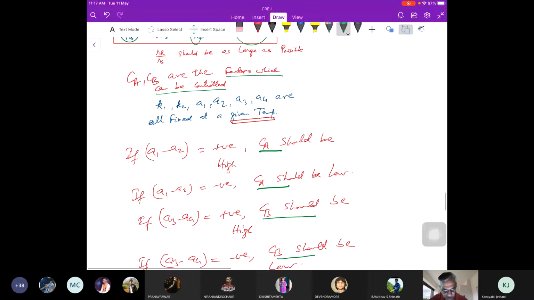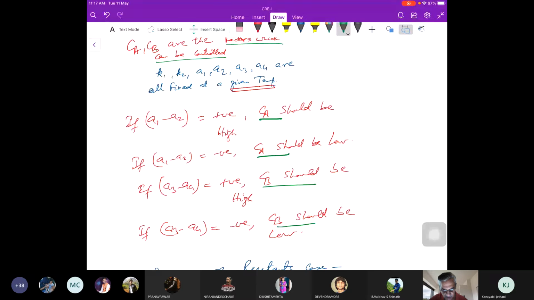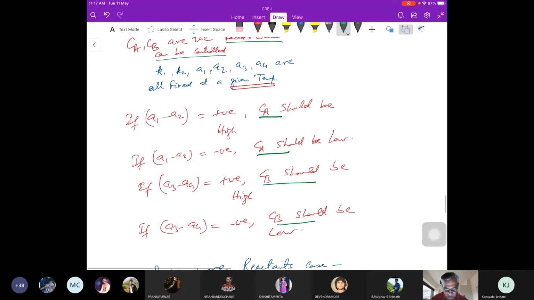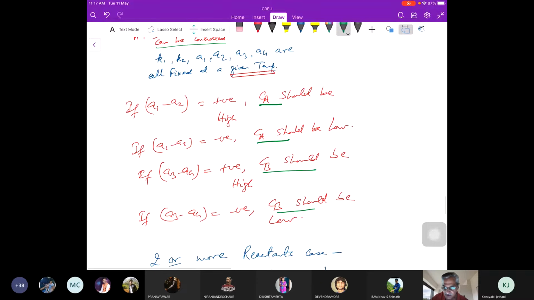Similarly, you can look at A3 minus A4. If it is positive, then CB should be high, and if A3 minus A4 is negative, then CB should be low, similar to what we have done before. ठीक है? Any questions?